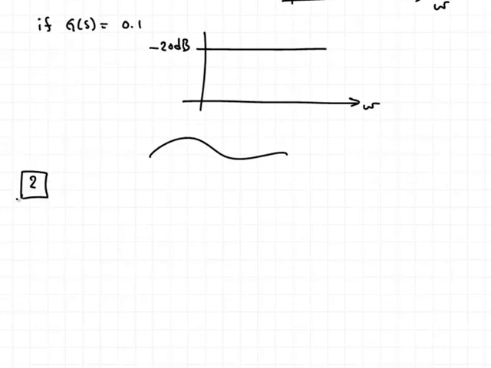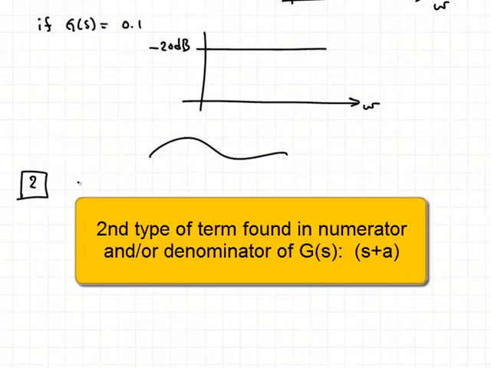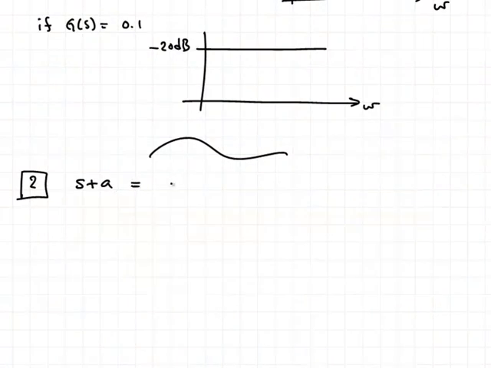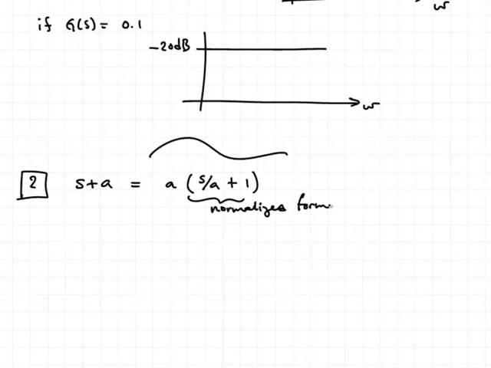That was our simplest case. Secondly, let's consider our s plus a term. We're going to rewrite this. This is a preference, but I think it's a good convention. We're going to write it in a normalized form. So this here is a normalized form, and you'll see why in a moment. Okay, so let's first consider s plus a.